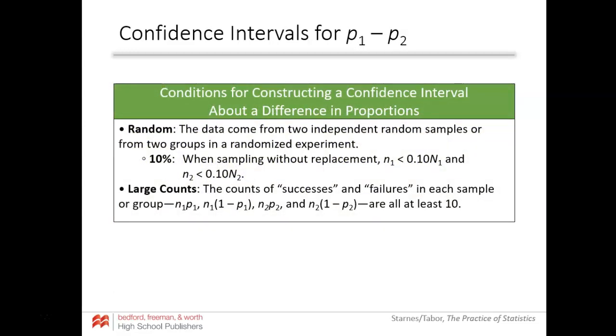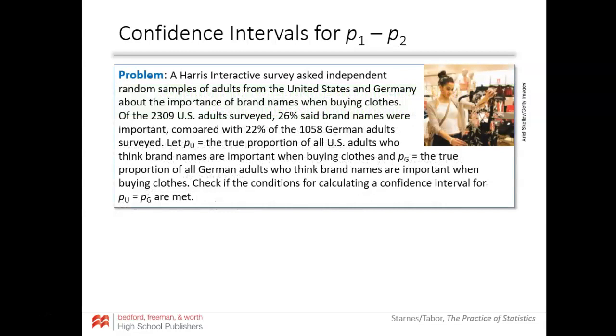So, same three conditions have to be met. The random, meaning the data, has to come from two independent random samples. And the independent part is kind of tricky, and we'll talk more about that later. The 10% condition must be met, and it must be met for both of the sample sizes. So, making sure that your sample size is smaller than 10% of the population size. And the large counts condition, and yep, you guessed it, successes and failures in both of the proportions. So you have twice the work to do. That's bad news. That's all right, we can do this.